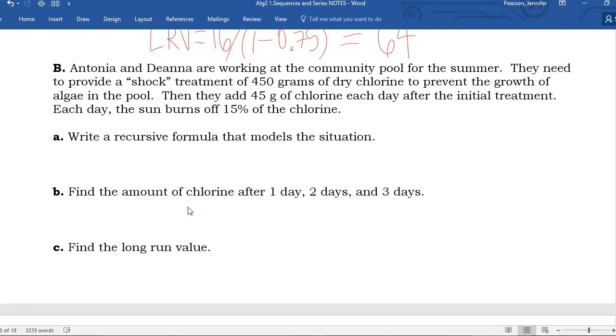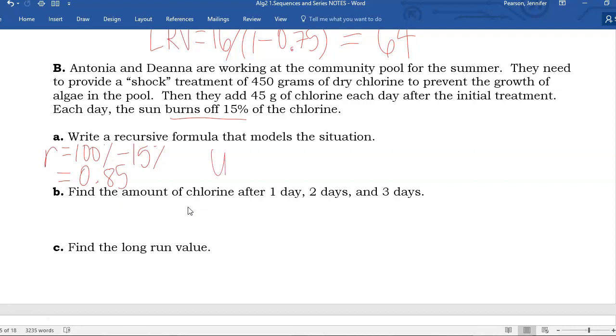So again, we need to figure out our ratio. And if we are burning off or removing 15%, to calculate that ratio, I would start with 100%, take away 15%. That gives me 85%, and 85% as a decimal is 0.85.